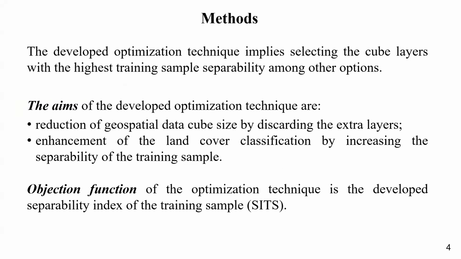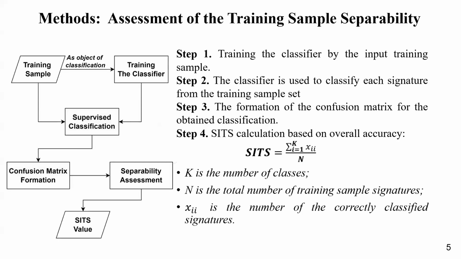And this slide is about the developed optimization technique. The developed optimization technique implies selecting the cube layers with the highest trained sample separability among other options. And the aims of this technique are reduction of geospatial data cube size by discarding the extra layers, enhancement of the land-cover classification by increasing the separability of the trained sample. Since we are discussing the optimization technique, the object function should be assigned. Here, object function of the optimization technique is the developed separability index of the training sample. Also, it could be named SIDS.